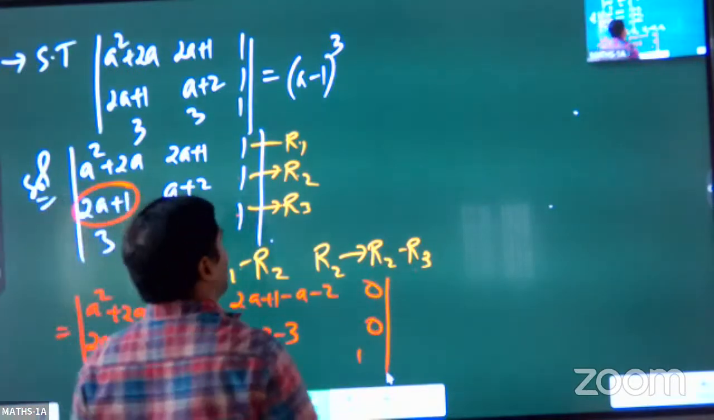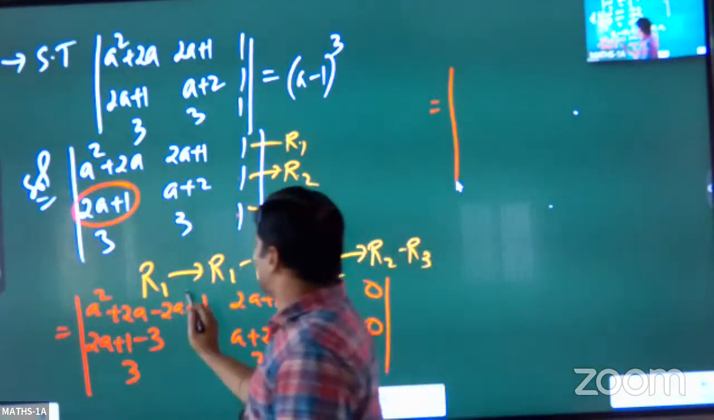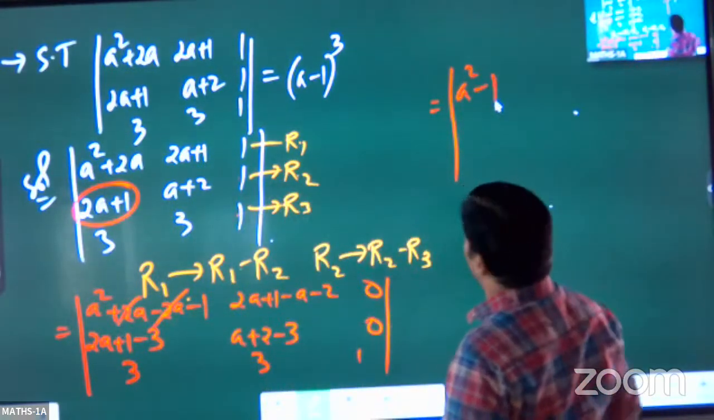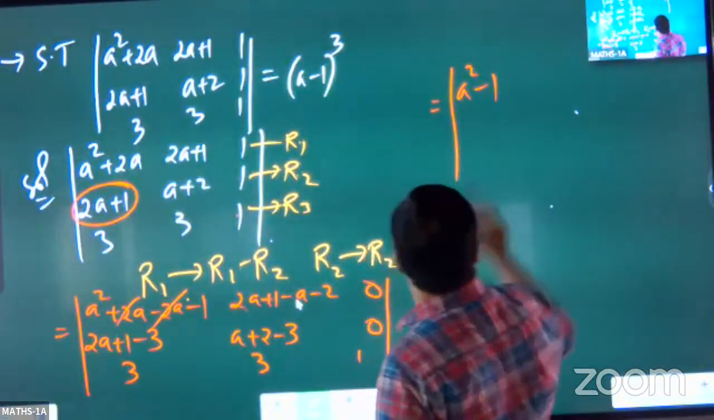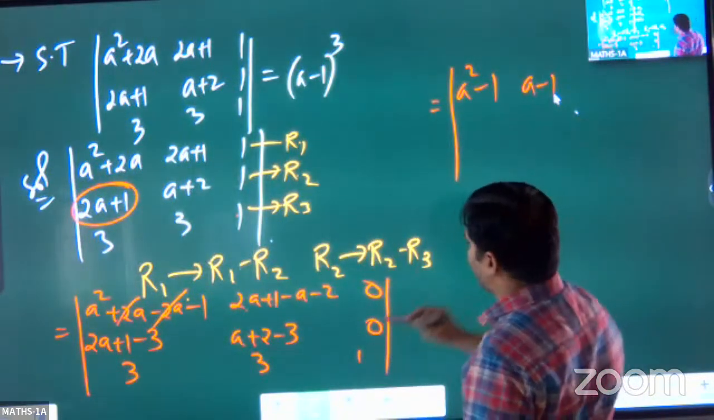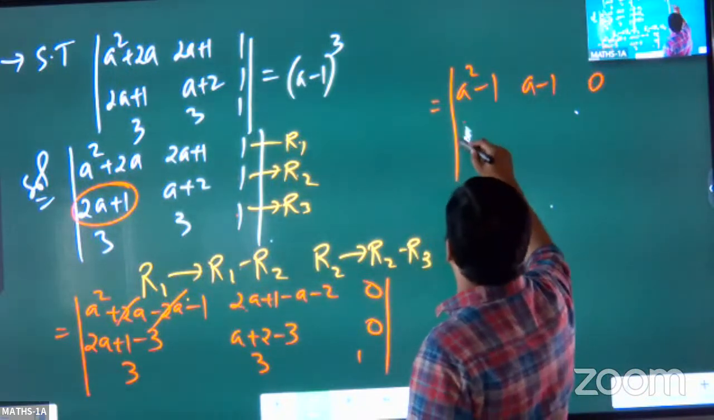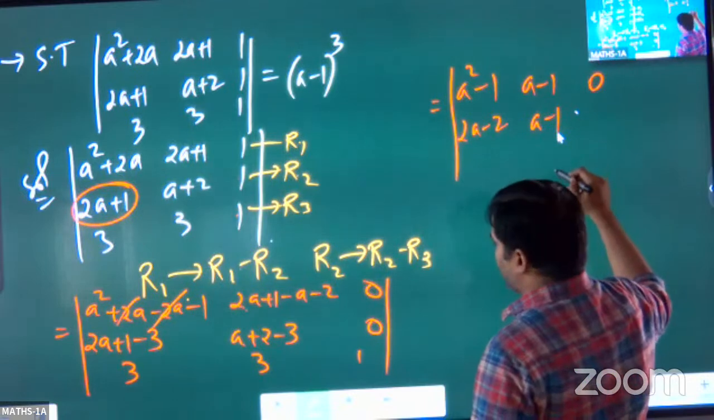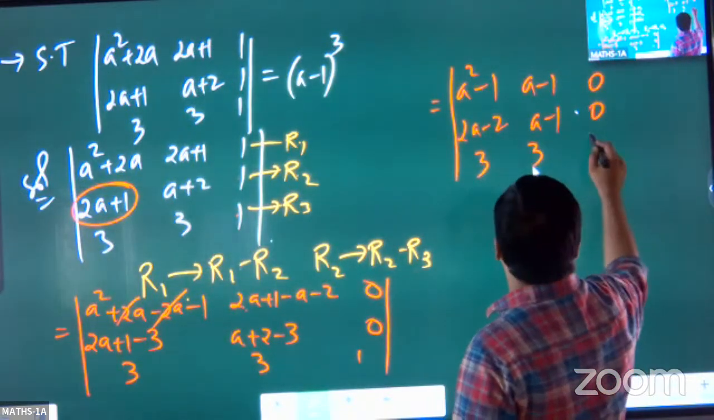Is it clear? Now, let us simplify whatever I can. Now, 2A gets cancelled. So what I'm having here is A square minus 1. Next, 2A minus A is A. Plus 1 minus 2 is minus 1. 0 as it is. Simplification of your first row has been done. Next, 2A minus 2, A minus 1, 0. Next, 3, 3, 1.